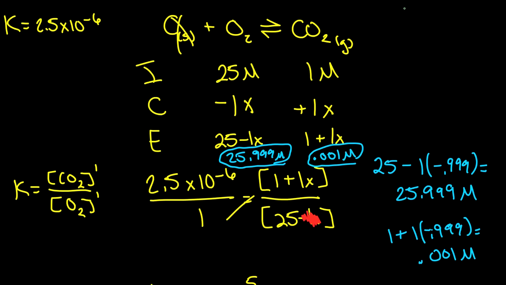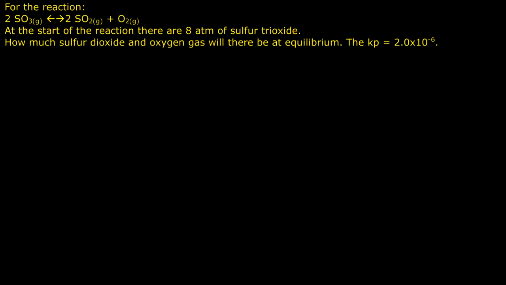Alright, let's take a look at the next one. So for the reaction, 2SO3 yields 2SO2 plus O2. At the start of the reaction, there's 8 atmospheres of sulfur trioxide. How much sulfur dioxide and oxygen gas will be at equilibrium? The Kp, or the K constant, is 2.0 times 10 to the negative 6th. Alright, our K value is 2.0 times 10 to the negative 6th.